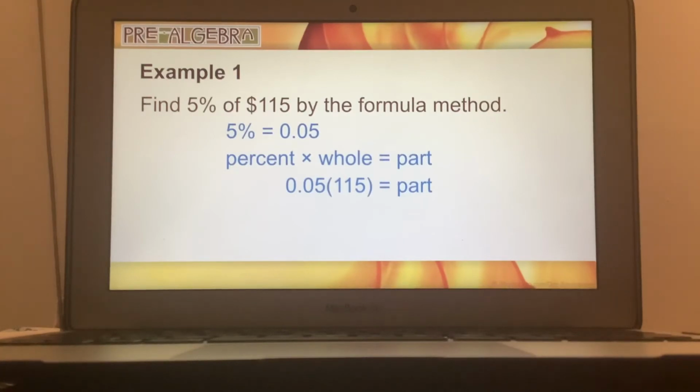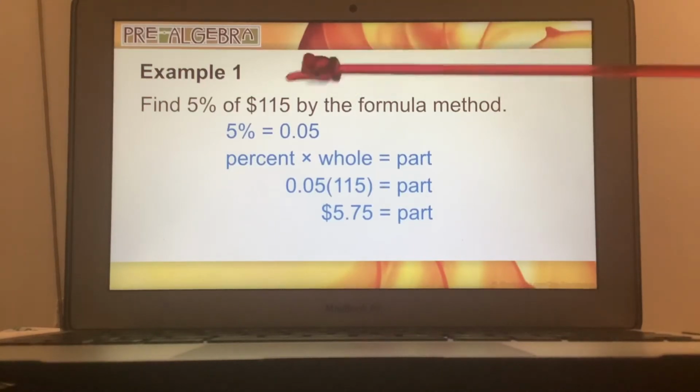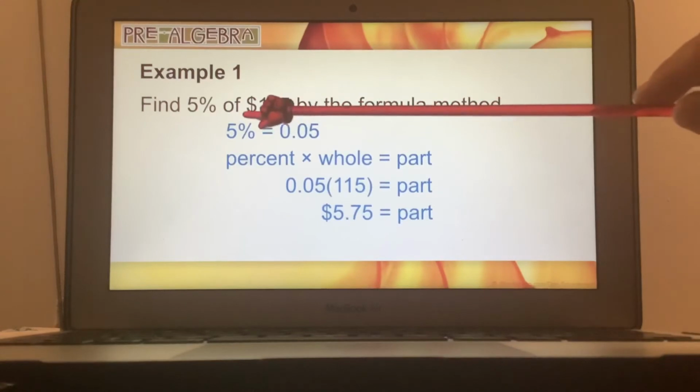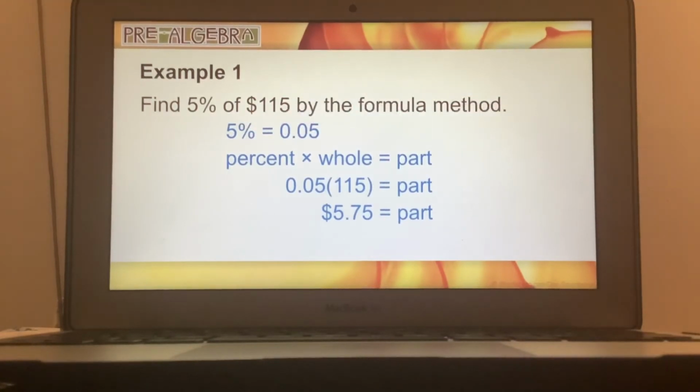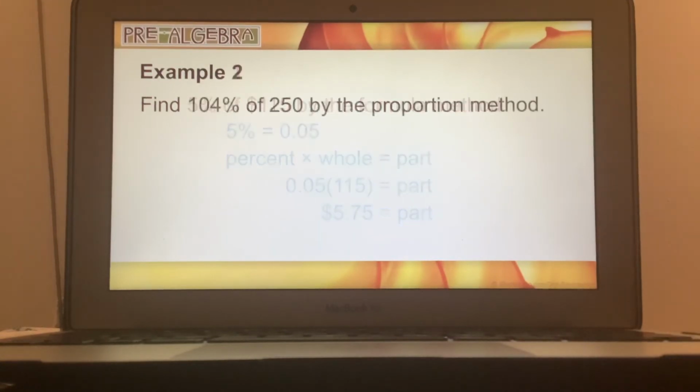0.05 times 115 is equal to the part, and that's what we're trying to calculate, the part, and the part gives us $5.75. Now notice our whole is in dollars, $115. That's why our answer also needs to be in dollars, $5.75. So make sure you label your answers correctly. Otherwise, you won't get full credit for that either, okay? So make sure you label your answers.